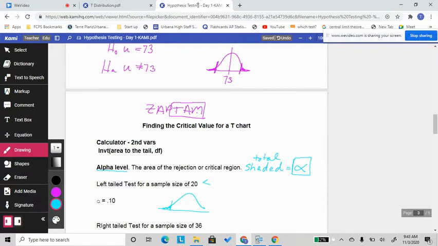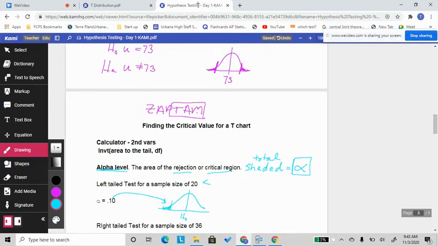We're going to shade left, whatever the H0 was, the null hypothesis, we put right there. And what this alpha level tells you is the total shaded area. So that area, total, is 10%. That means this shaded area, which we call the rejection or critical region, is 10%.